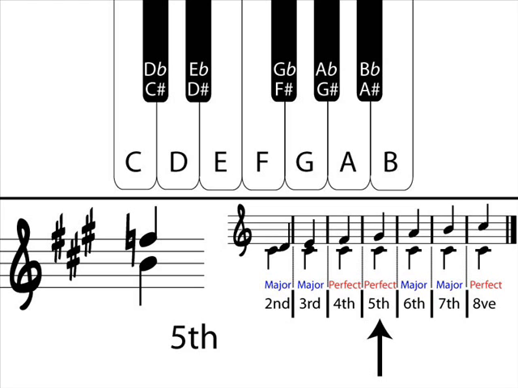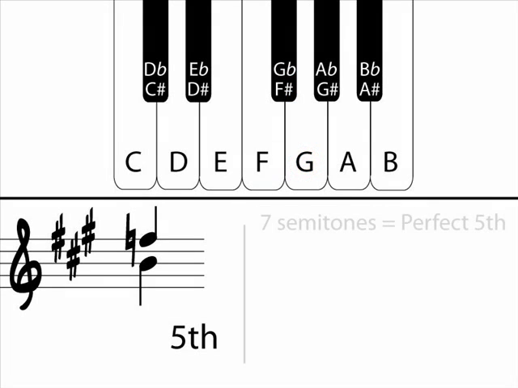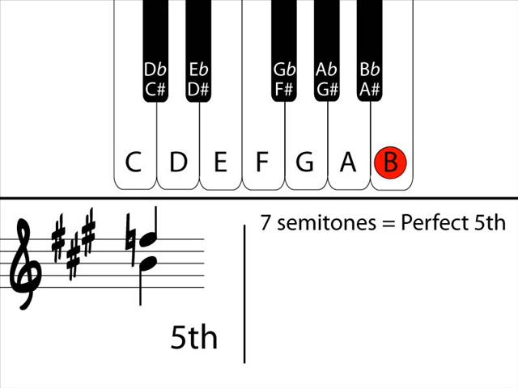We'll use the keyboard at the top of the screen to help us count the number of semitones between C and G. So here's the C. To C sharp is 1, to D is 2, D sharp is 3, E is 4, F is 5, F sharp is 6, and G is 7. Therefore, 7 semitones make up a perfect fifth. Let's now count the number of semitones in our interval. Here's the B. To C is 1, to C sharp is 2, D is 3, D sharp is 4, E is 5, and F is 6. This is 1 semitone smaller than a perfect fifth.